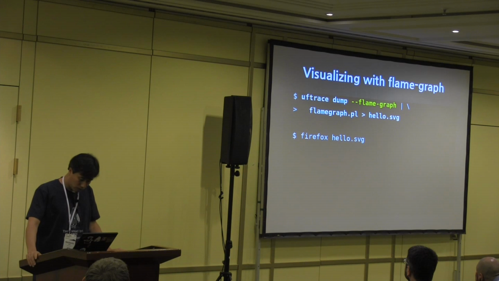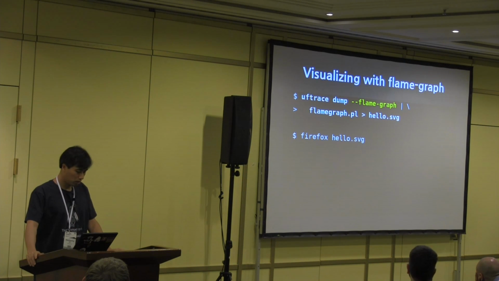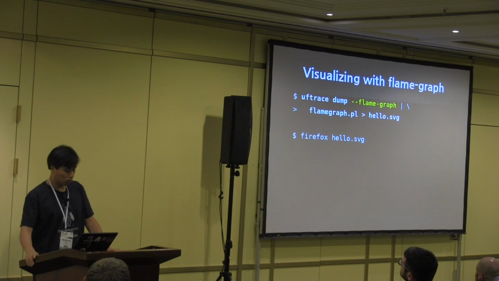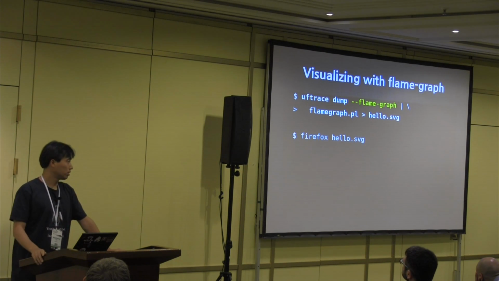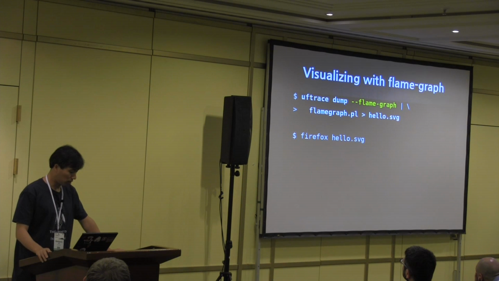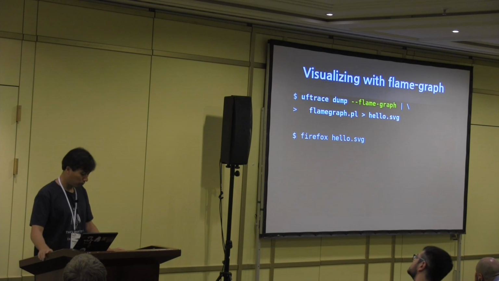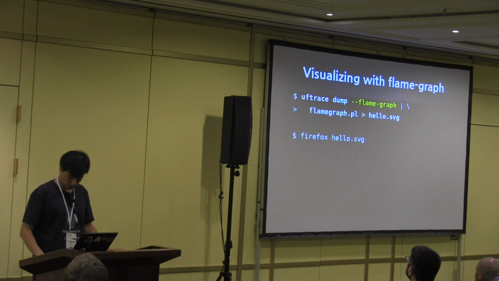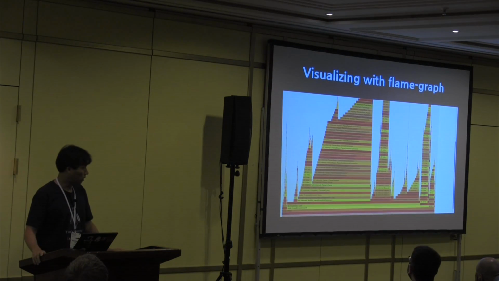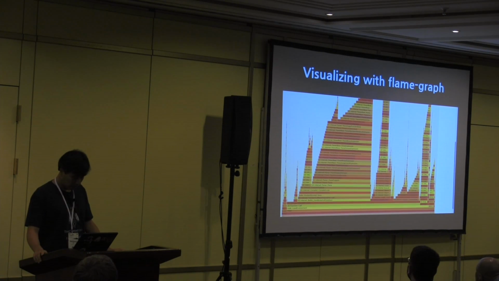You can use the uftrace dump command with the flame graph option, and it can be piped into the flame graph script that was written by Brendan Gregg. It will create the SVG output image, and then you can use a web browser, Firefox or Chrome, to see the result. I think you are already familiar with that kind of flame graph, which also supports dynamic zoom in, zoom out, and search.